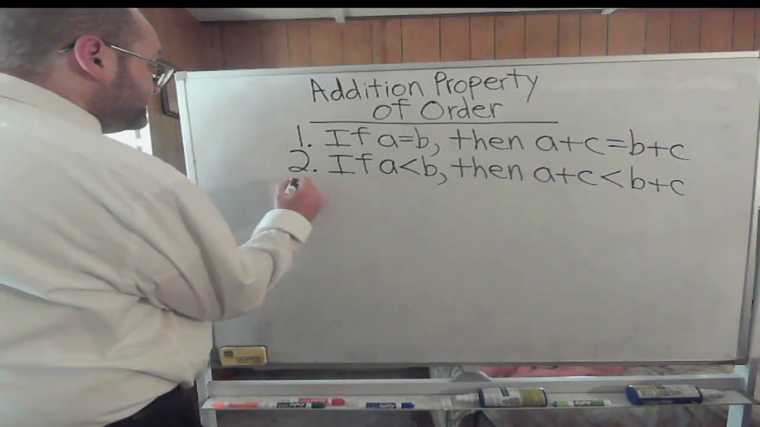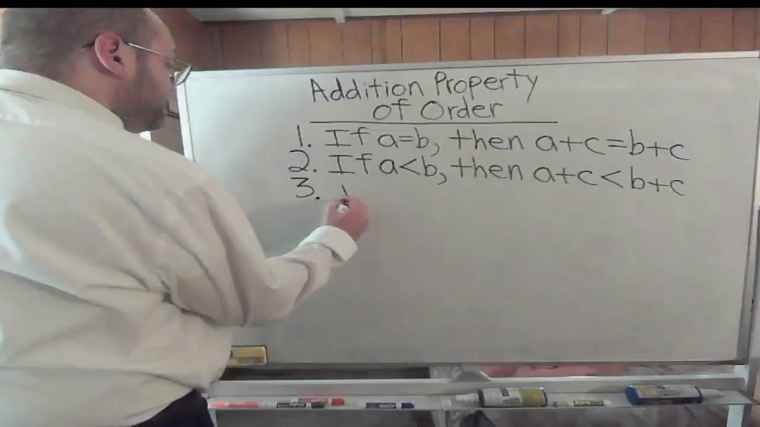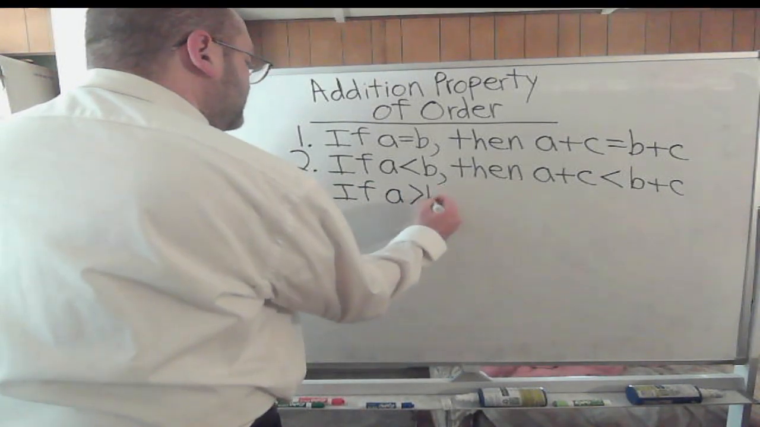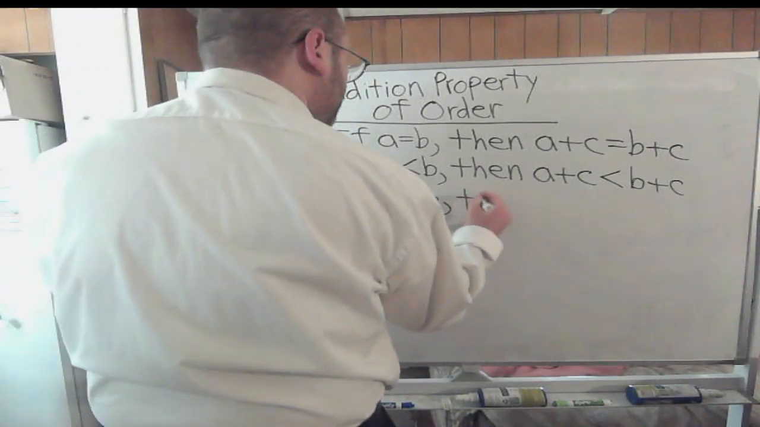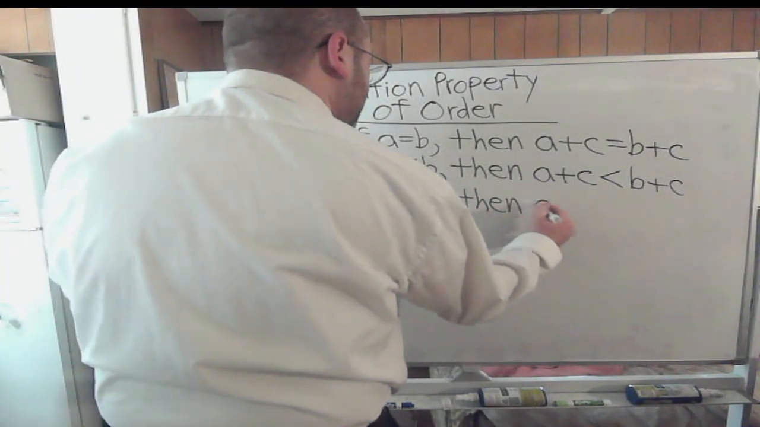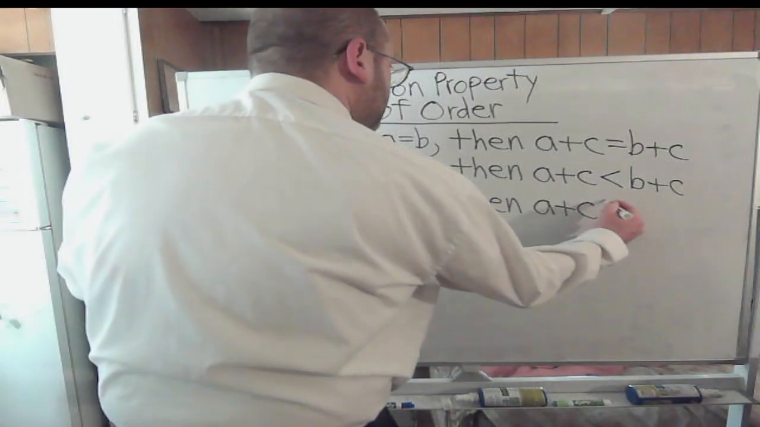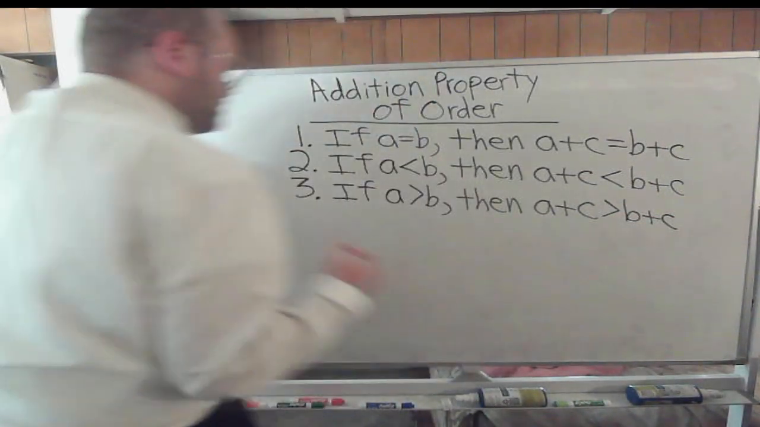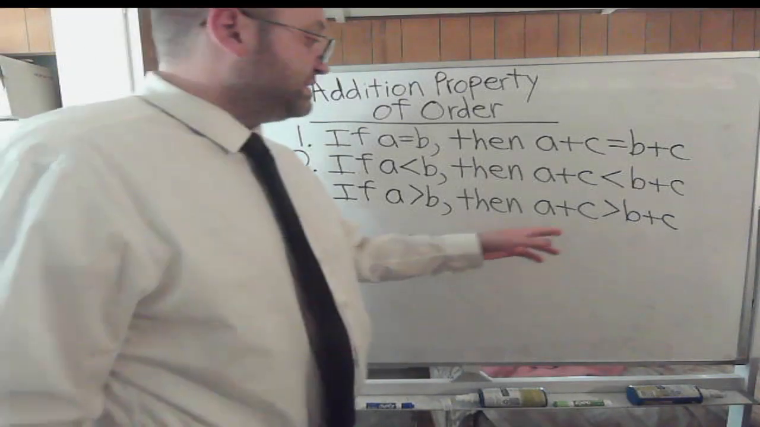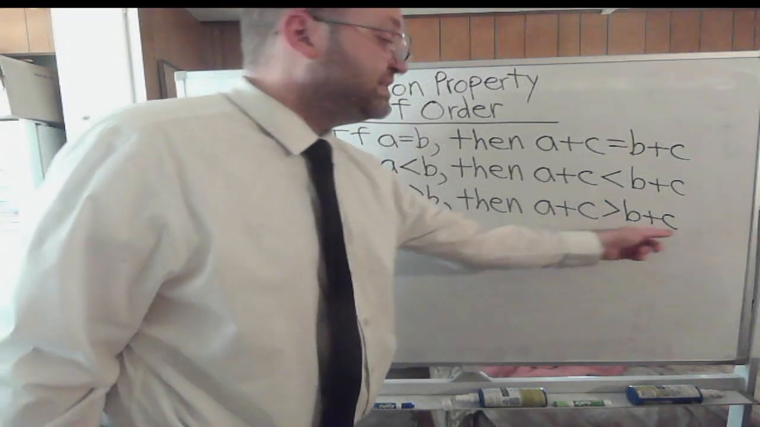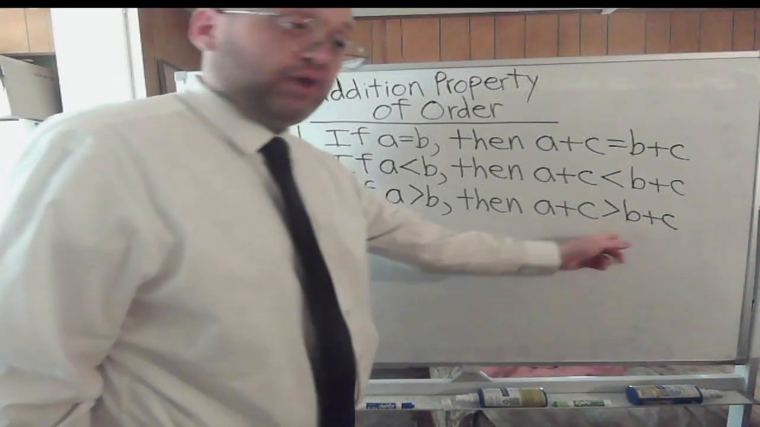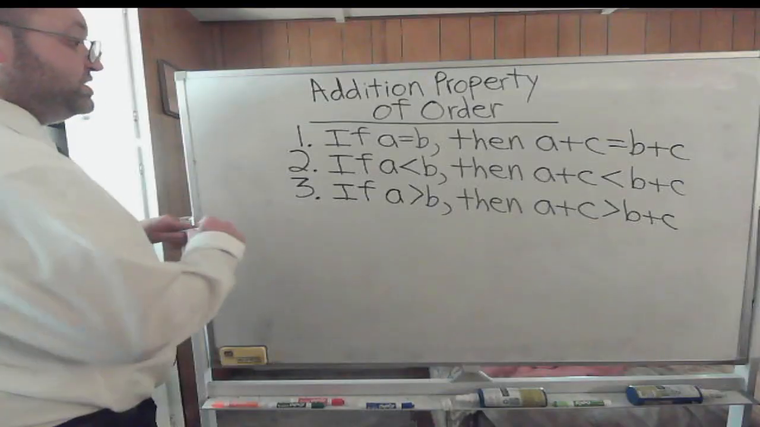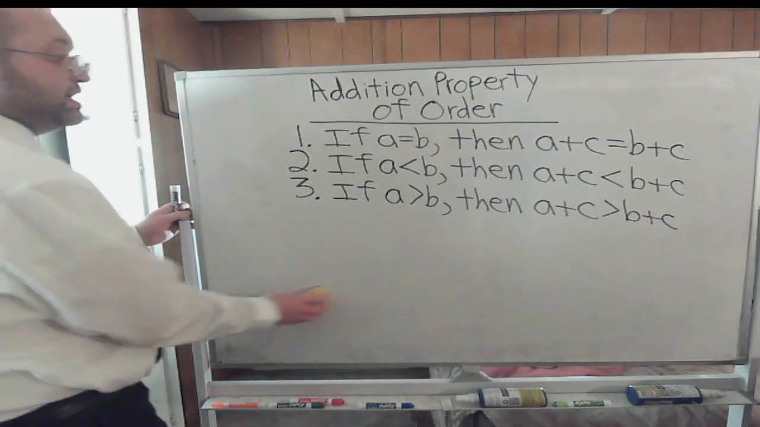And then, you guessed it, the third one, if A is greater than B, then A plus C is greater than B plus C. So that also makes sense because C equals C, so you can subtract C from both sides, you would get back to A is greater than B. So that's how the addition property of order works.